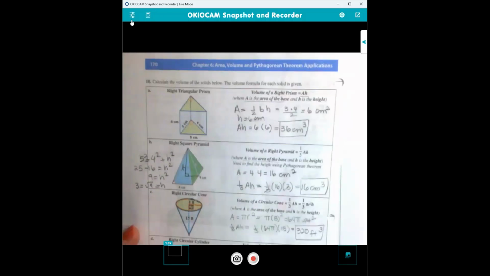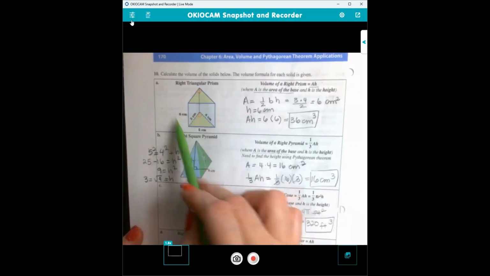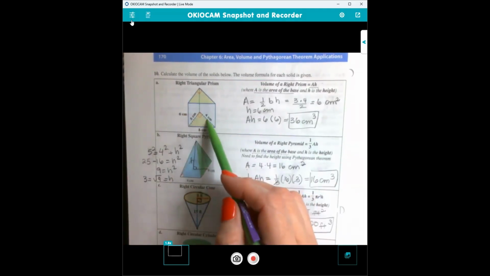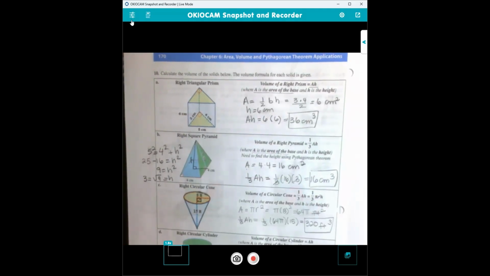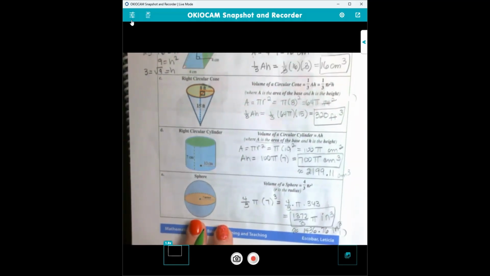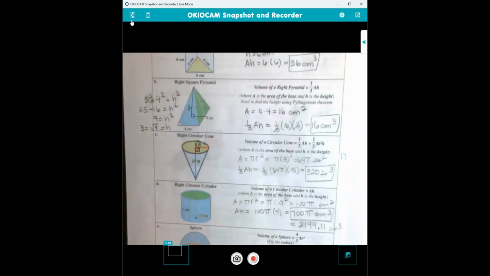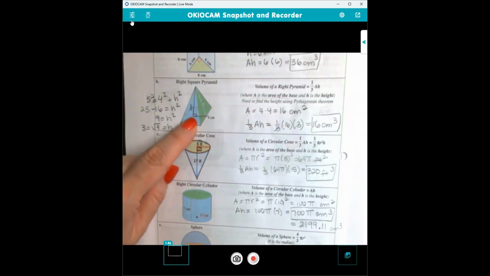So again, you do not need to memorize the formula. I will give you the formula. You just need to know how to use it, how to get the information from the figure that I'm giving you. And again, you can pause it and work the problem out. And as you see, when you have pyramids, you may have to use the Pythagorean theorem to be able to get the height.